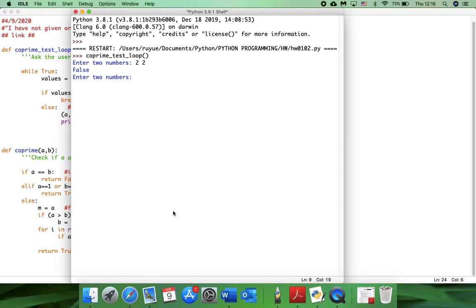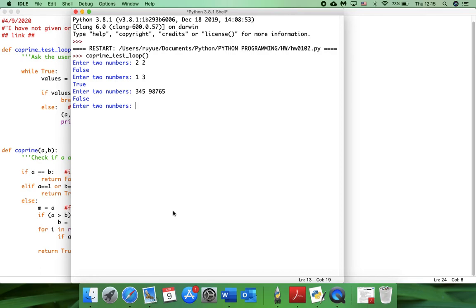And next, let's try 1 and 3. The answer is true because they only have one common factor, which is 1. And let's try some bigger numbers. Let's say 3, 4, 5, and 9, 8, 7, 6, 5. The answer is false because they have common factors 1 and 5. Maybe some other numbers, but they have more than one common factor, so they are not coprime.